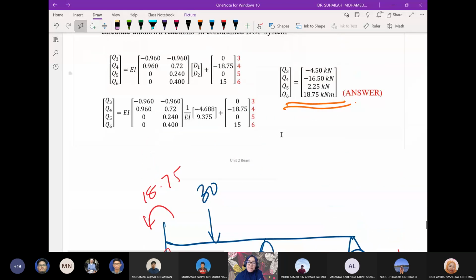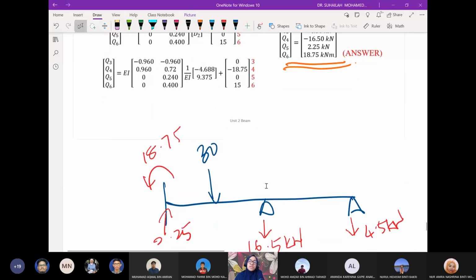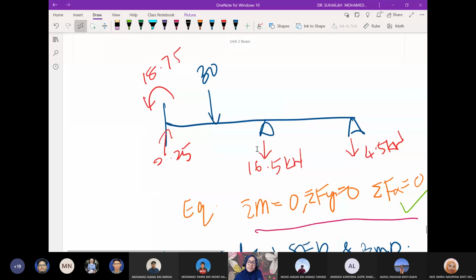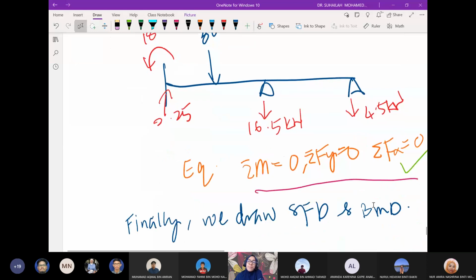And for checking, kita boleh terus dah dapat Q3, 4, 5, 6 ni. Kita draw the diagram. Kita put all the forces that we get. Put all the loading and then we can check for equilibrium. So dah dapat all zero, then means that we can also have a shear force diagram and bending moment diagram. Baru boleh lukis lah after you dah check dia dapat zero. Because kalau you check dia tak balance, means dia bukan zero. Tak boleh close loop bila draw diagram.